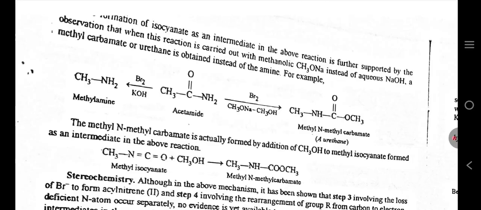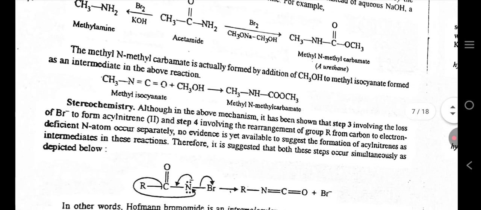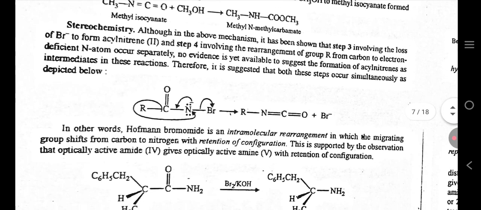methanolic instead of aqueous NaOH, a methyl carbamate or urethane is obtained instead of the amine. For example, acetamide gives methylamine and methyl N-methyl carbamate. The methyl N-methyl carbamate is actually formed by addition of CH3OH to methyl isocyanate formed as an intermediate in the above reaction. Stereochemistry.